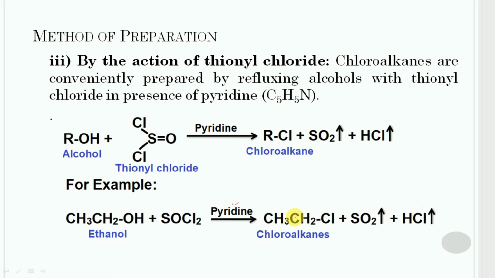The thionyl chloride method is preferred over the hydrogen chloride or phosphorus pentachloride method for the preparation of chloroalkane, since in this case the byproducts formed, that is sulfur dioxide and hydrochloric acid, are volatile gases and escape, leaving behind only chloroalkane that is almost in the pure state. So it is all about the methods of preparation of haloalkanes.